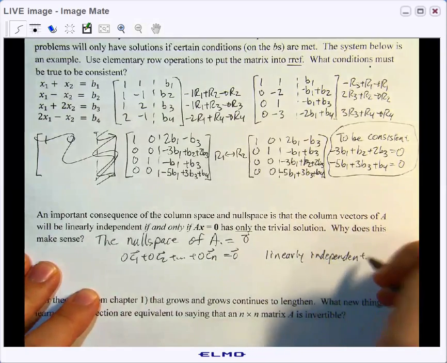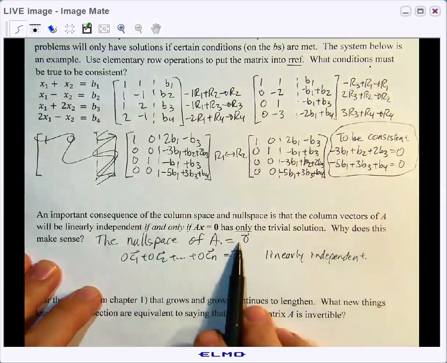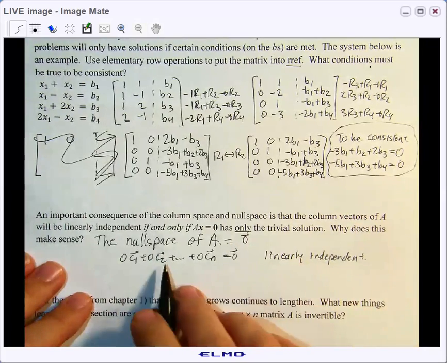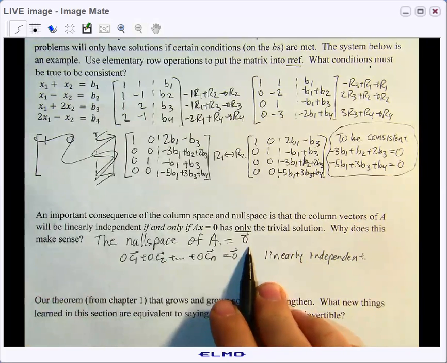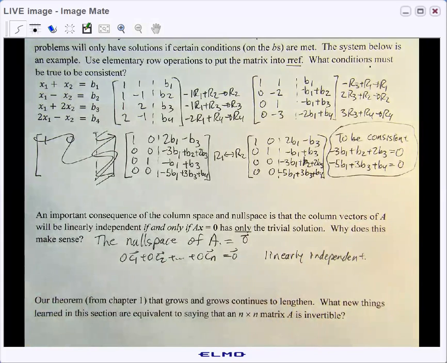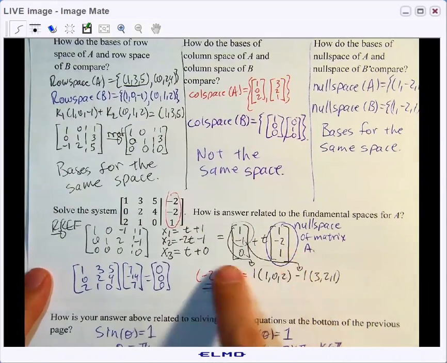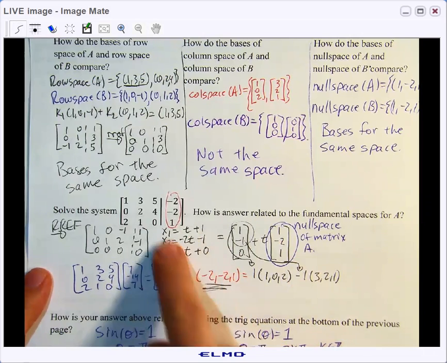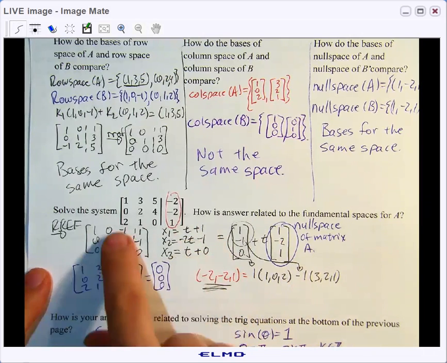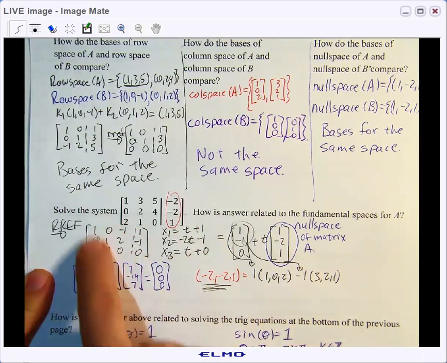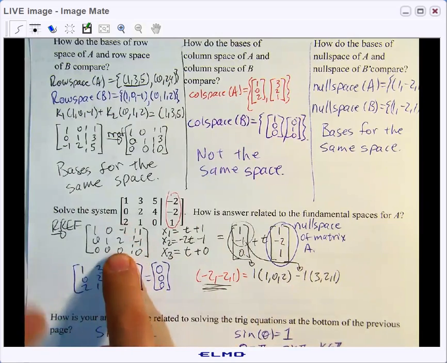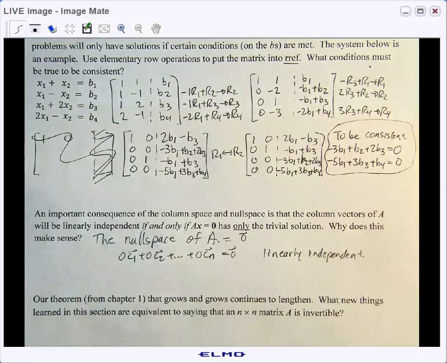However, the null space doesn't always have to be just the 0 vector. If the null space is not just the 0 vector, that means we're going to have infinitely many solutions. And that means, like we saw in some other problems, that if the null space is not just the 0 vector, we'll have not just one solution, but we'll have infinitely many solutions. And that happens because one of the column vectors can be expressed as a linear combination of the other guys, so he is unnecessary. So hopefully that's made sense.